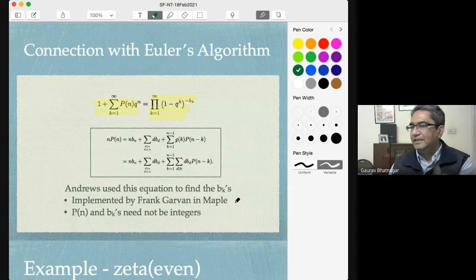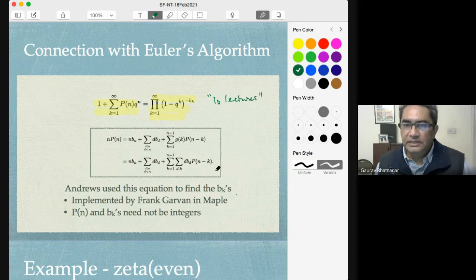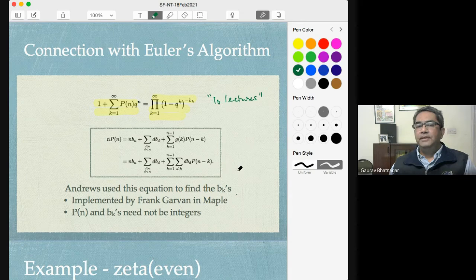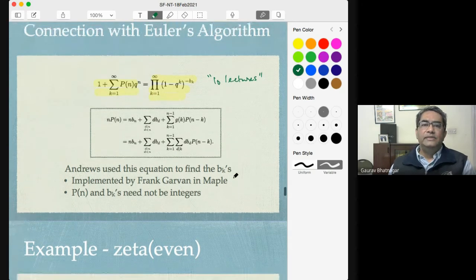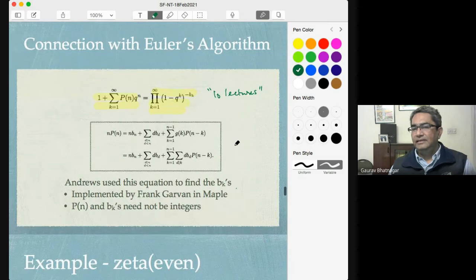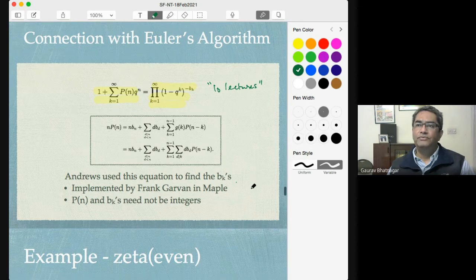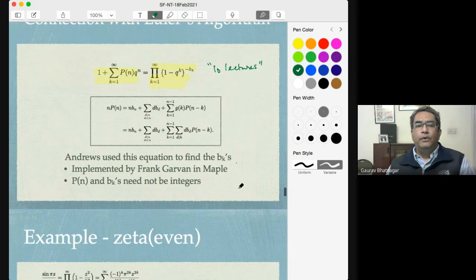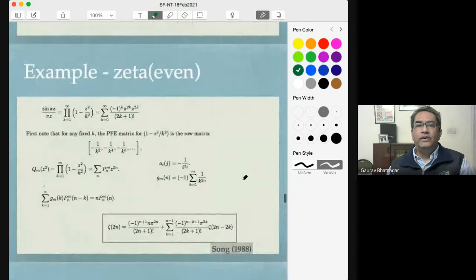What I noticed this time, I've read this from Andrews' book. He has a 10 lectures book, which was very famous. It's a white book, and he only talks about when BKs and PNs are integers. But we have used this algorithm for anything. They could be polynomials for all you care. So this is actually some level of enhanced understanding of how one can use Euler's algorithm, which comes from considering the matrices.